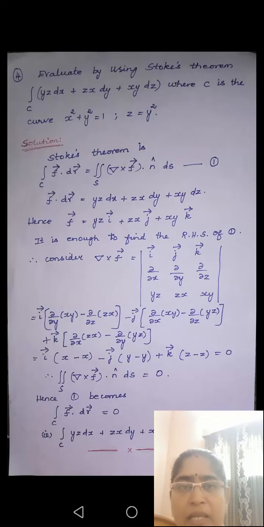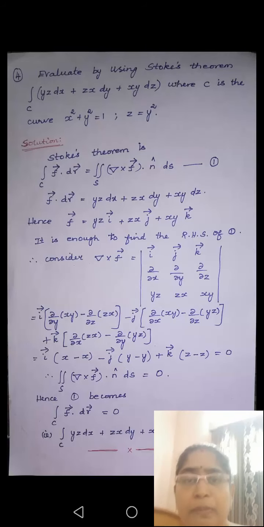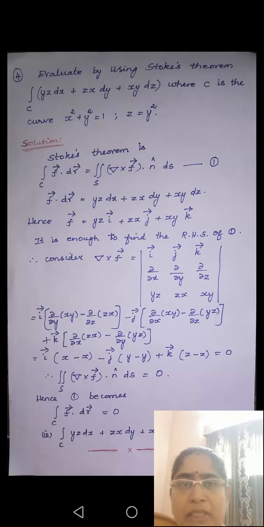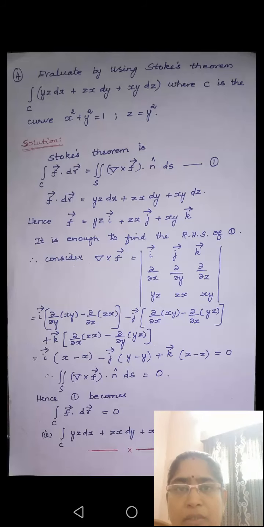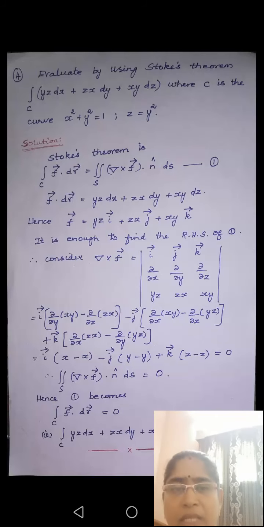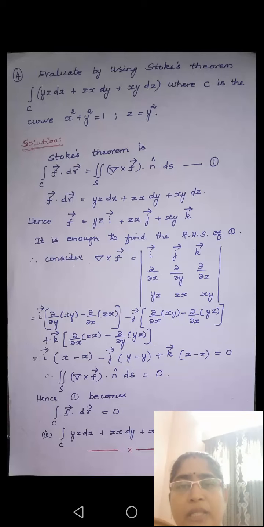That is, replace instead of f dot dr as yz into dx plus zx into dy plus xy into dz. That is, we will be getting integral over C yz into dx plus zx into dy plus xy into dz is equal to 0. Hence, the value of the given problem is equal to 0 by using the Stokes' theorem we have proved.